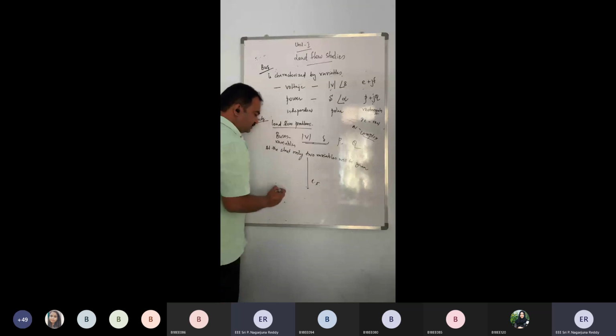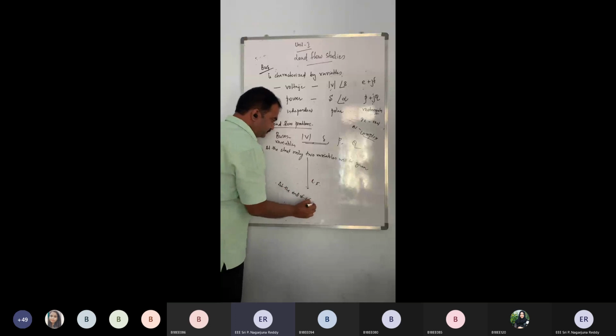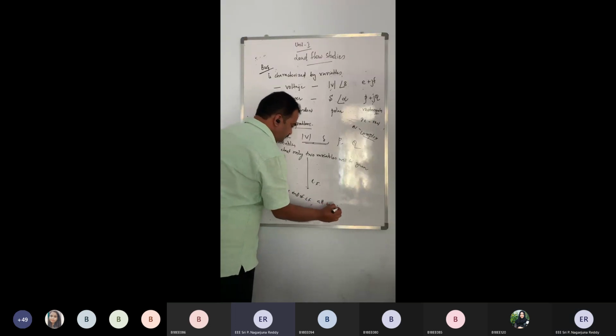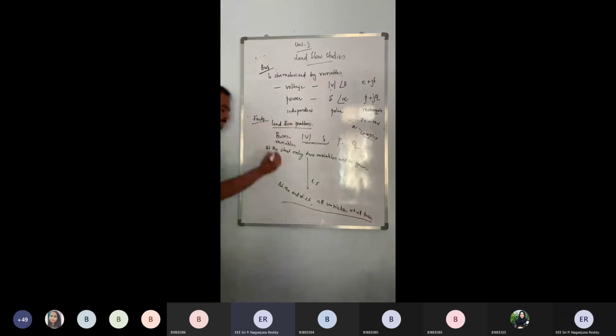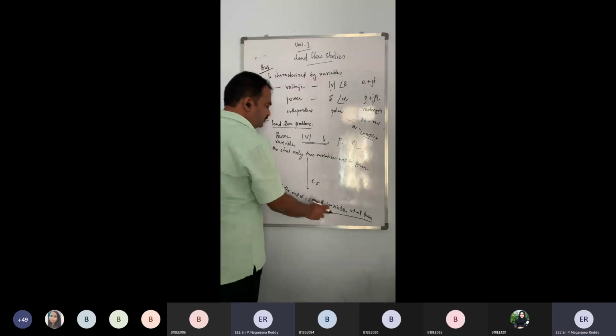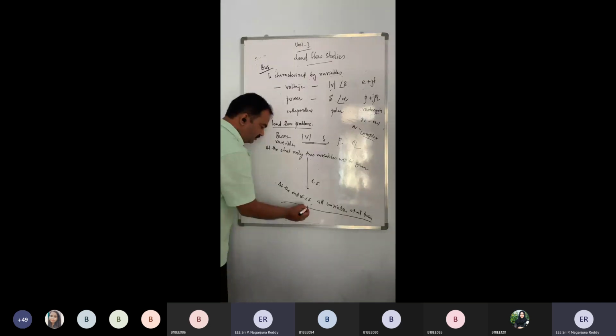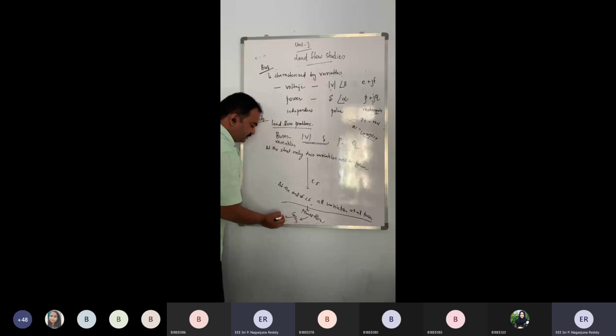Load flow solution is about computing the variables at the end of the load flow. What you are supposed to do is compute all variables at all the buses. If you compute all variables at all the buses, then only you can compute power flows in the transmission line, then only you can compute losses, then only you can compute efficiency. So load flow studies is about computing all the variables at all the buses.